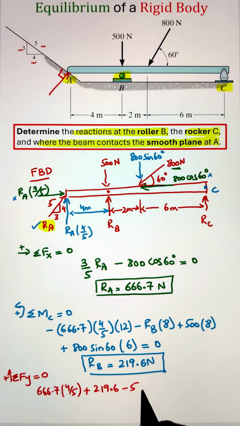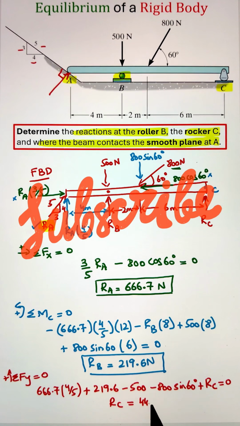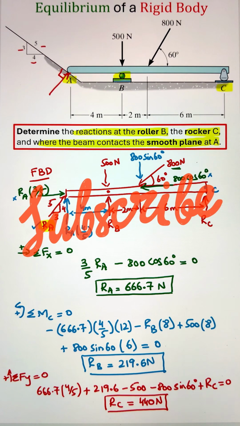Finally, we can go ahead and write our summation of forces along the vertical direction equals to 0. In this case, we are going to add all the forces going in the upward direction and subtract all the forces going downward. Simplifying, we get our value of RC as 440 Newtons.